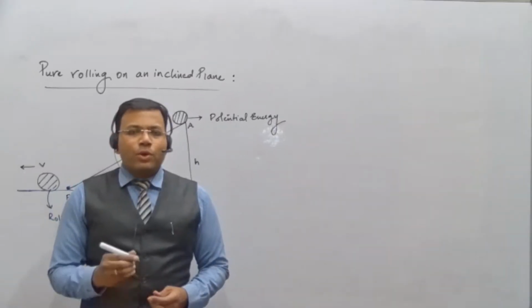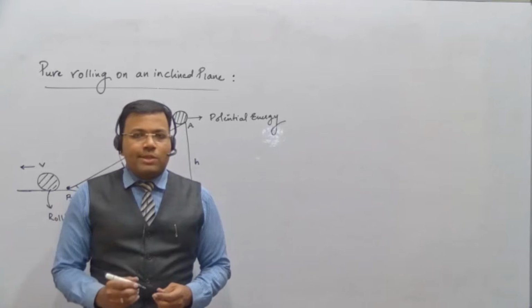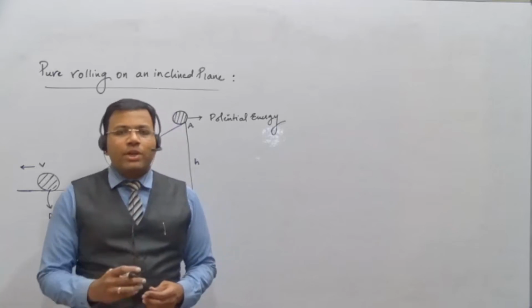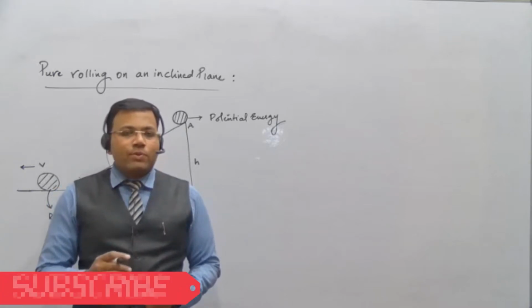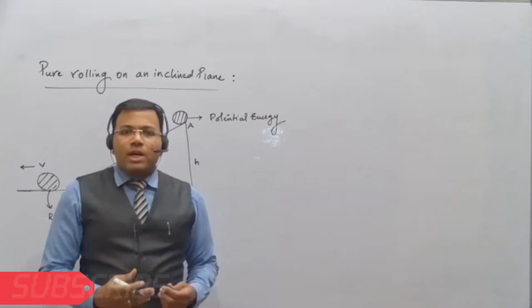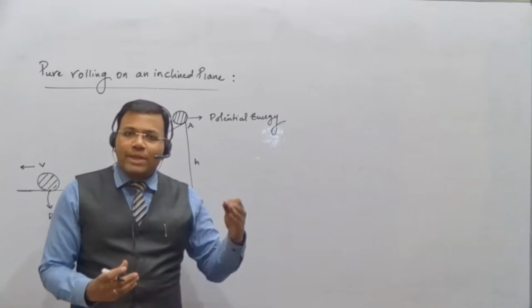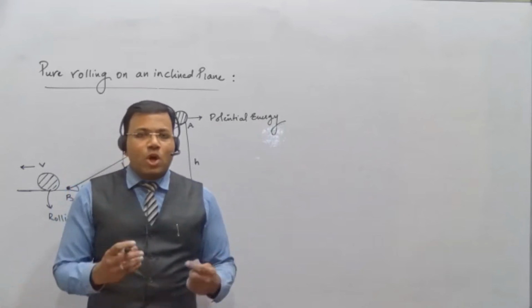Now students, we are going to move to the next physical quantity we are going to discuss in this session. We have already derived the expression for velocity as under root of 2gh by (1 plus k square by r square). As I said, when the object is coming down, it is observed that the velocity increases. That means the object is going to move down the inclined plane with some acceleration. So that acceleration we are going to see, how much.